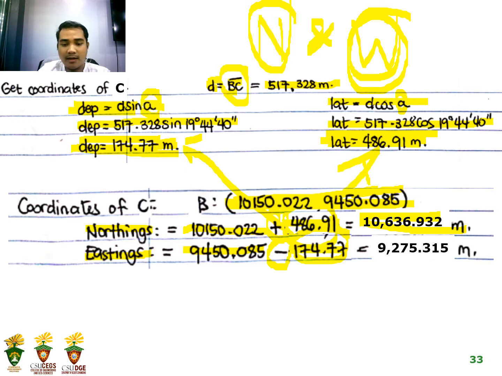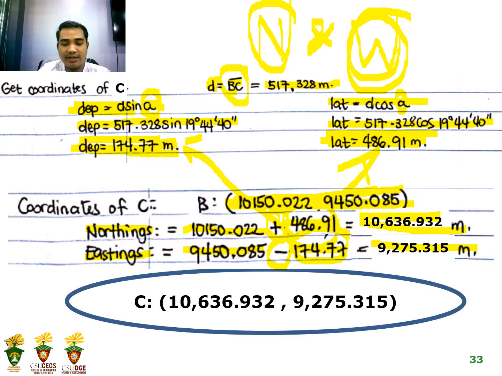Therefore, 9,450.085 minus 174.77, we will have a value of 9,275.315 meters. So, again, ano siya ang coordinates sa C? 10,636.932 and 9,275.315.